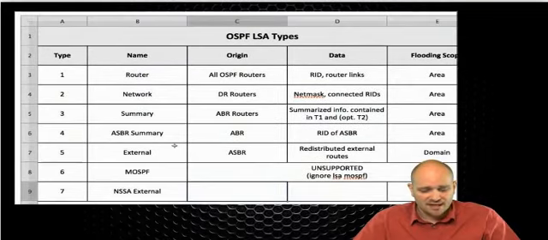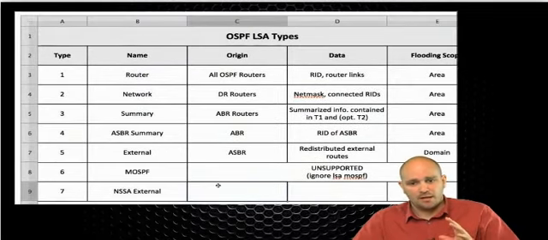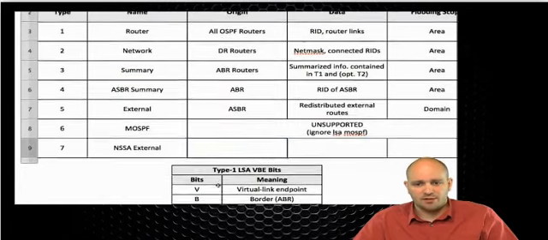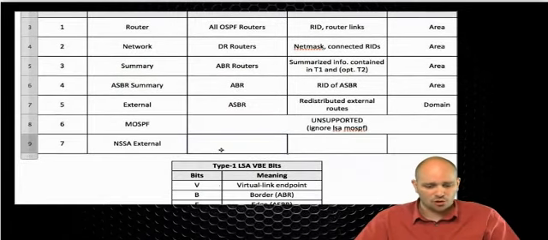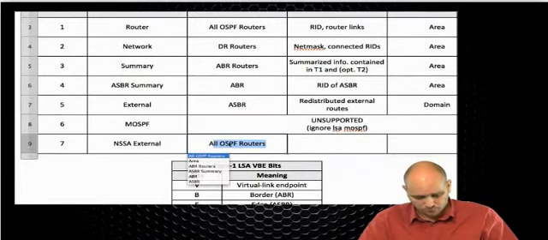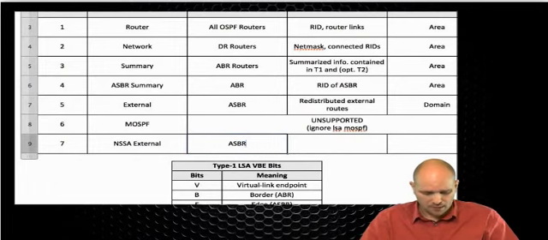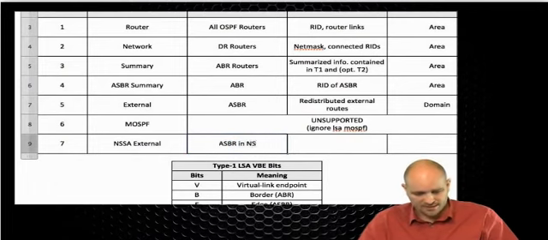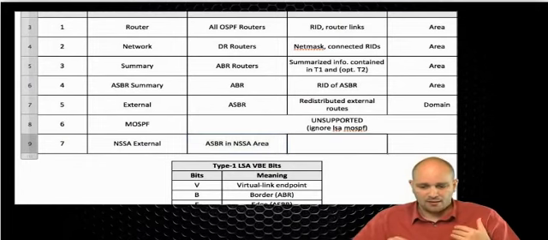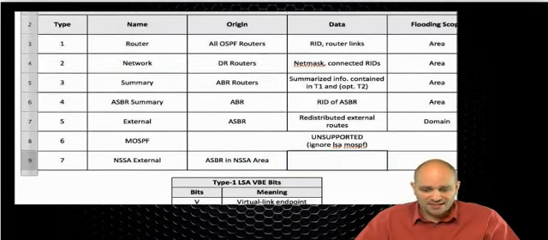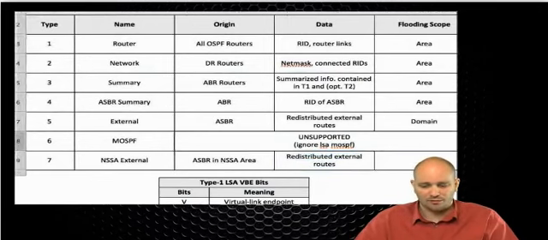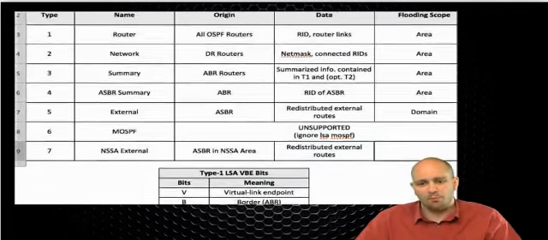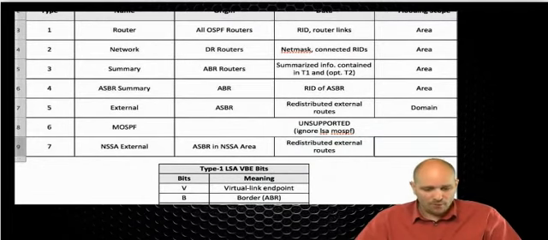So NSSA external LSA, let me scroll this up so that you can actually see it. So NSSA external is generated by ASBRs in NSSA area. The content of this, the data inside this LSA are redistributed external routes. But what is the flooding scope of this LSA? Well, let's take a look.